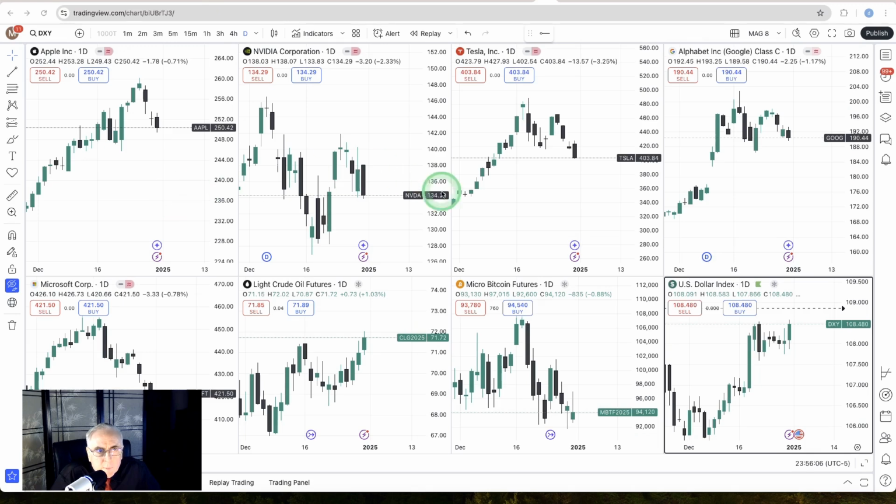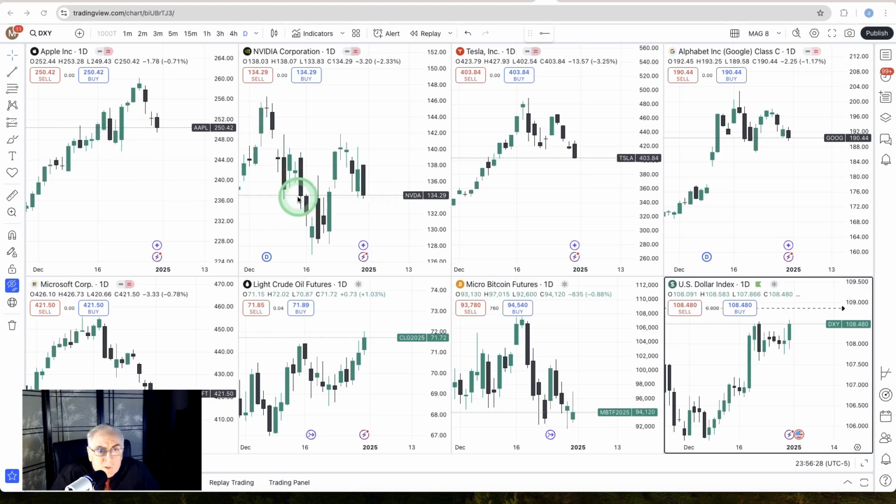Next chart. Here's how we closed 2024 on my Mag 8. So Apple definitely the last few days of the year had a decline, but you could see in December we still closed up. So it held up in probably one of the better charts here on these 8 charts.